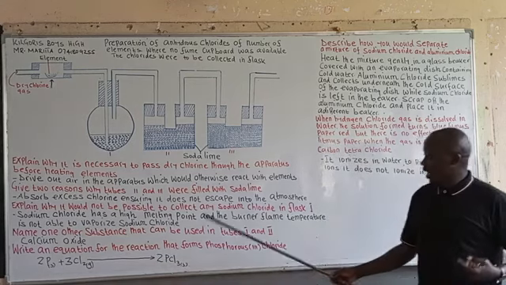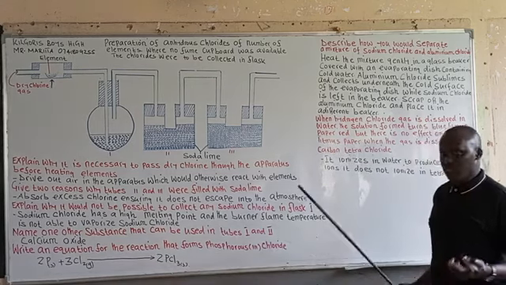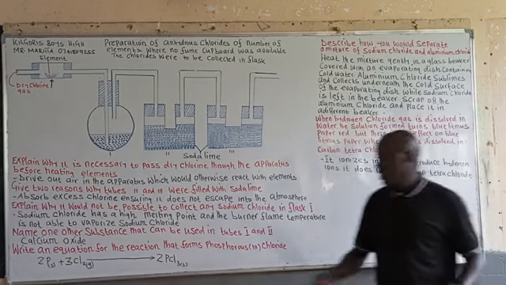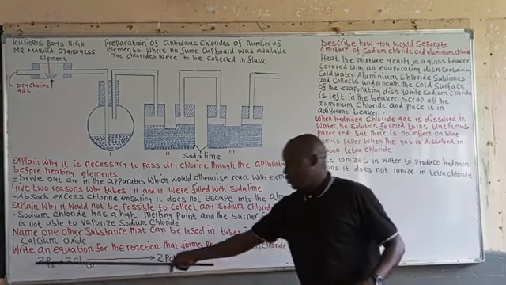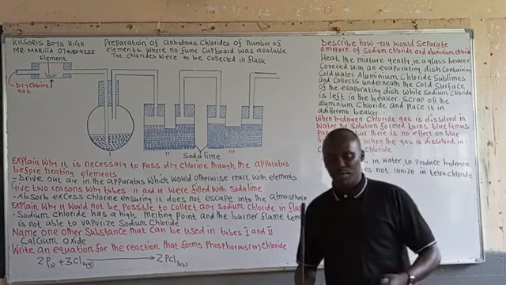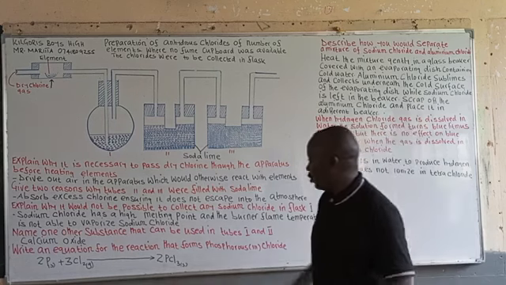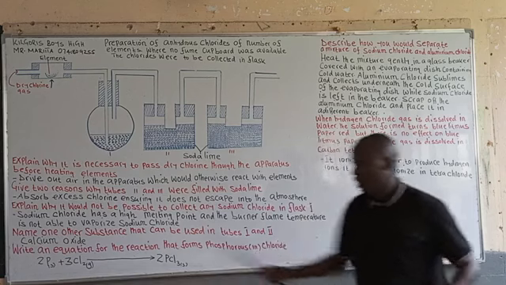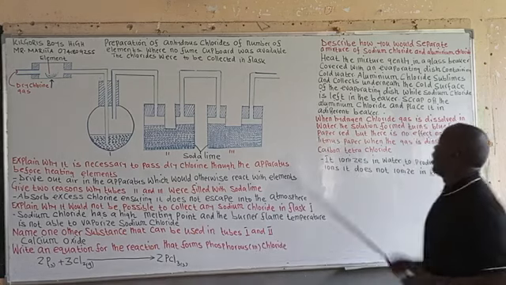Write an equation for the reaction that forms phosphorus(III) chloride. So simply you can see the equation is very clear. We have to write the correct chemical equation with the correct state symbols and well balanced. So you can write this equation the way you can see on the screen.